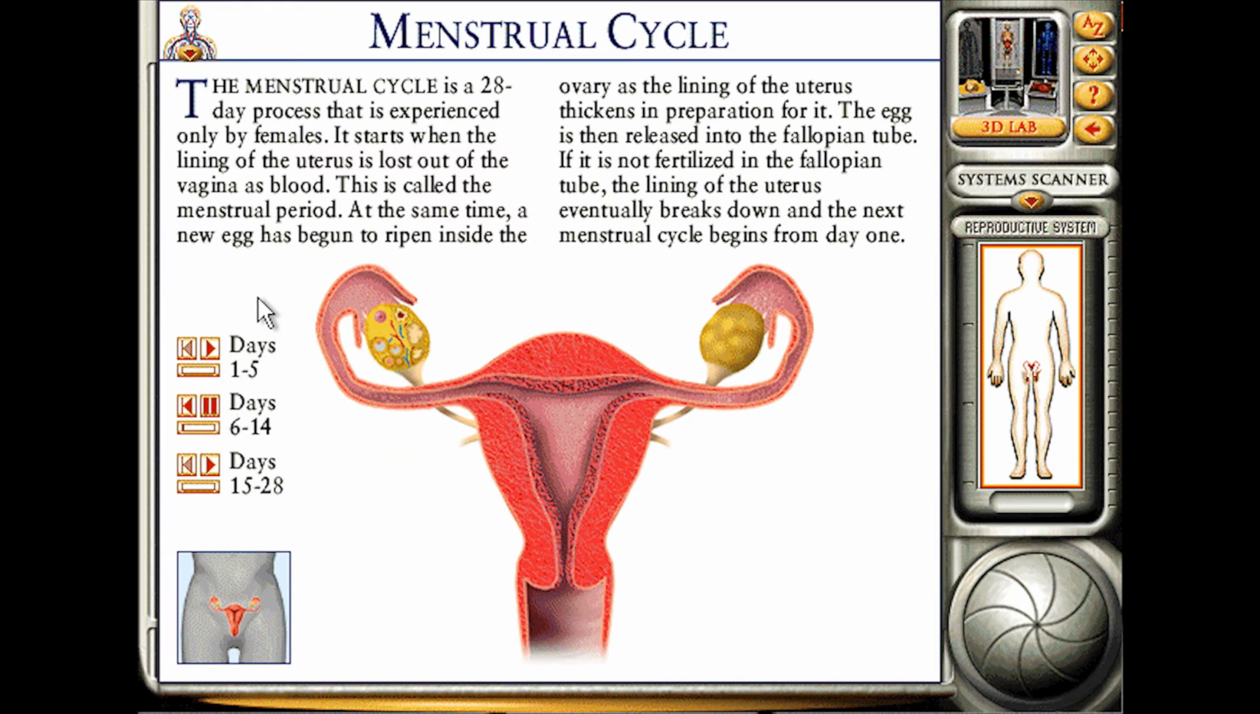By day 6, menstruation has finished and a new egg has begun to ripen inside the ovary. At the same time, the lining of the uterus thickens to create a receptive environment for a fertilized egg. By day 14, the egg is mature enough to be released into the fallopian tube.